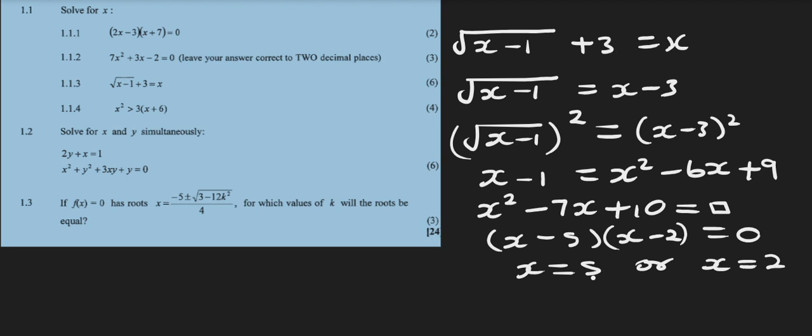And then let's substitute 5. If you substitute 5 here and subtract 1, you're going to get 4, and the square root of 4 is 2, and then you add 3, and then you indeed get 5, which means the solution for this problem is x equals 5, and x is not equal to 2.